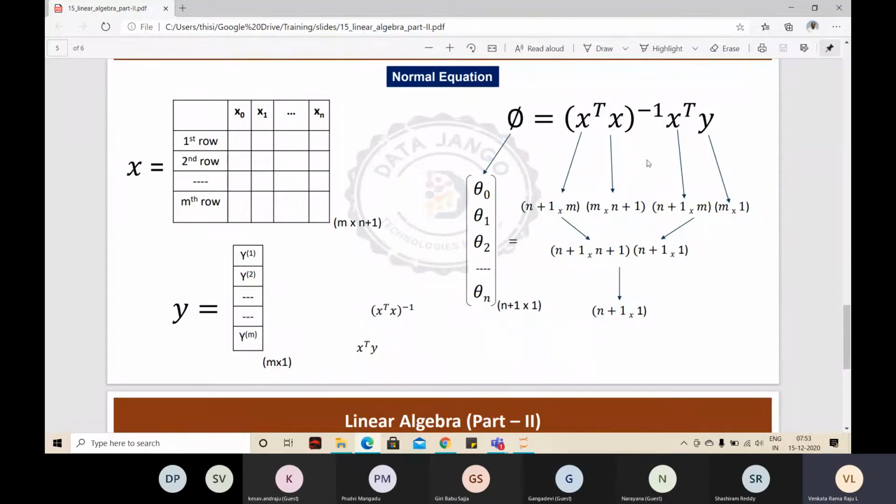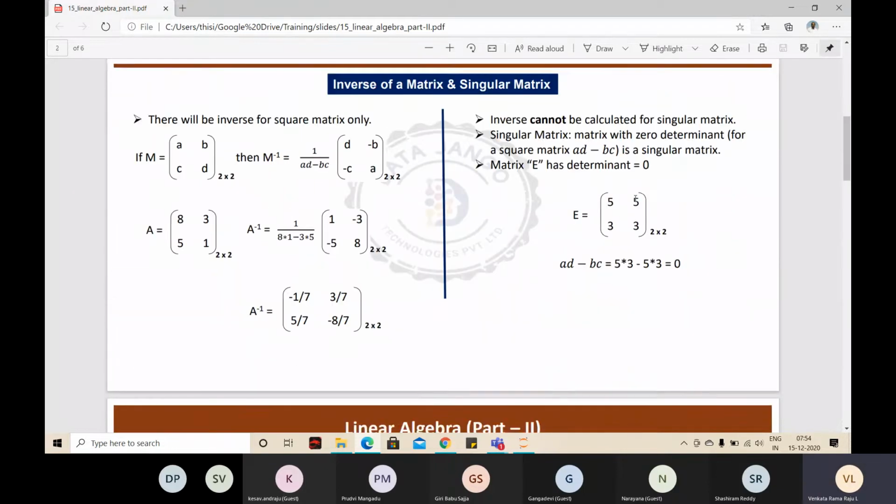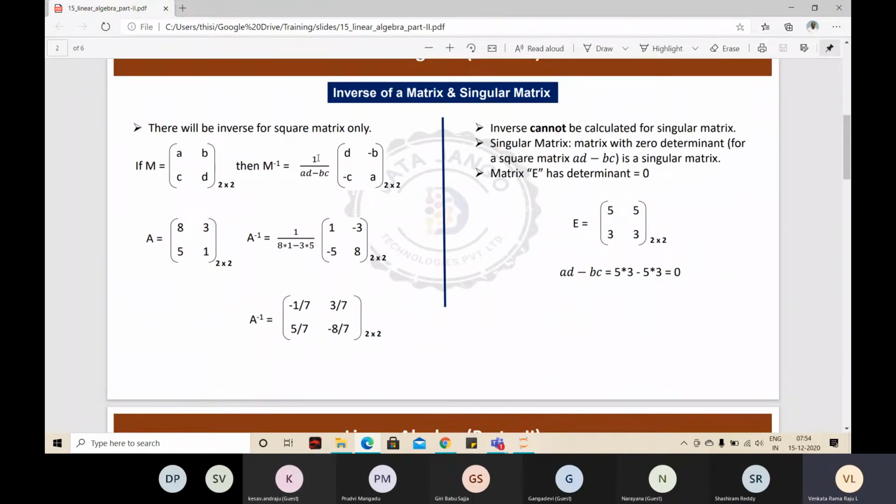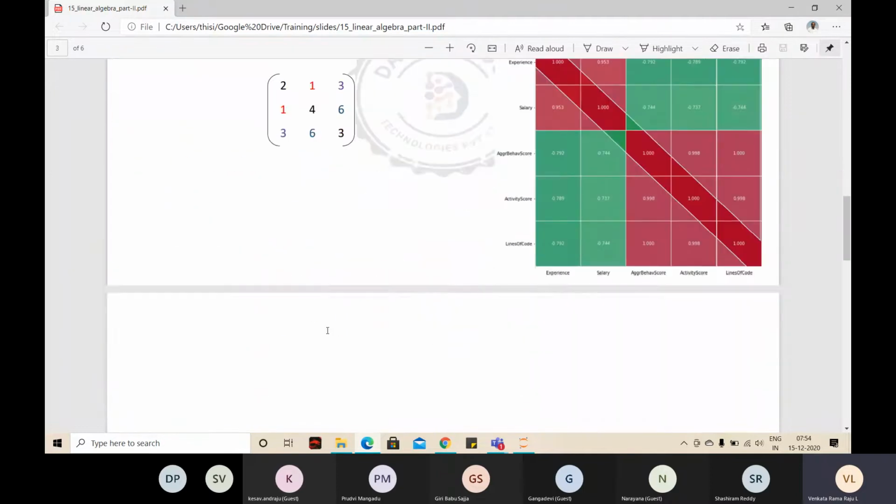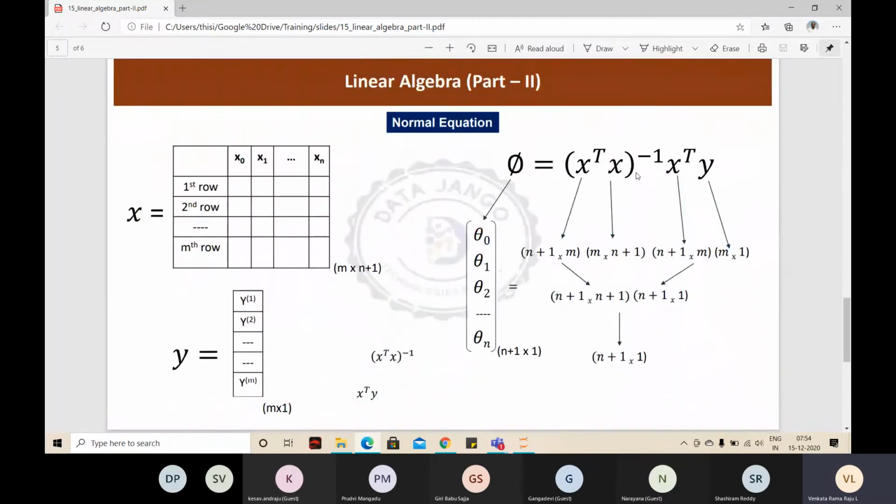The whole inverse we did, but the inverse will also have the same dimensionality, as we have seen. 1 by AD minus BC, D minus B minus C A. See here, the dimensionality of the original matrix is 2 by 2. The inverse is also 2 by 2. So when you do X transpose X whole inverse, X transpose X is n plus 1 by n plus 1. When you inverse it, you get the same dimensionality.